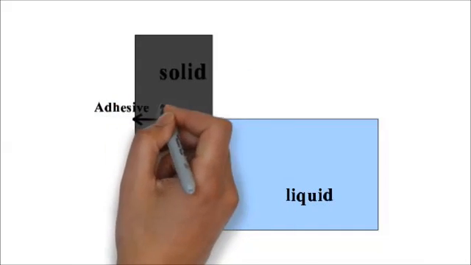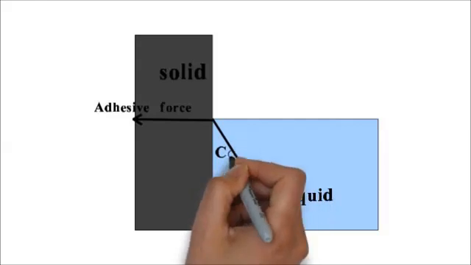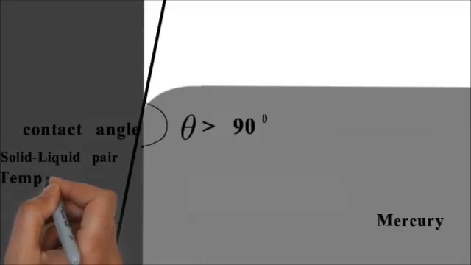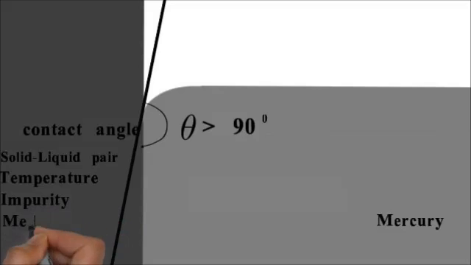Now when a liquid is in contact with a solid surface, the solid surface exerts adhesive force on the liquid molecules in contact, while the liquid as a whole exerts cohesive force. The resultant of these two forces and the weight of the liquid decides the curvature of the liquid. The angle between the tangent to the curvature of the liquid and the solid surface is called the contact angle, and it comes out to be less than 90 degrees in the case of water and greater than 90 degrees in the case of mercury. Note that the contact angle can change depending on the nature of solid-liquid pairs, change in temperature, amount of impurity, and medium above the liquid surface.